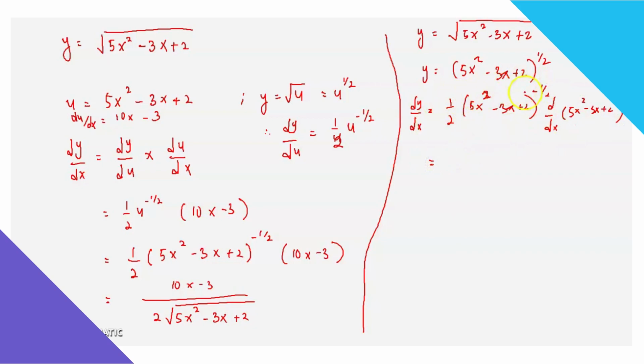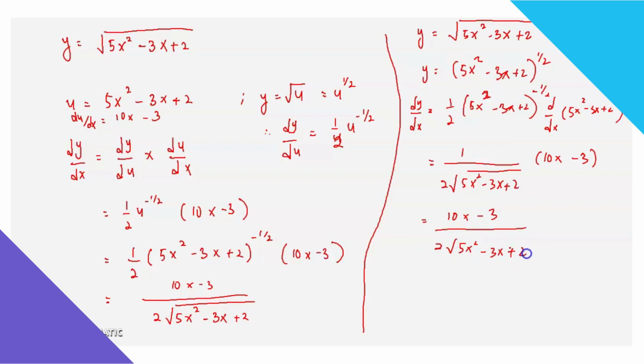So the function at the front, we just copy and paste. So we have 1 over 2 square root of 5x squared minus 3x plus 2. Okay, the derivative of 5x squared minus 3x plus 2, I have 10x minus 3. So I make up my final answer: 10x minus 3 over 2 square root of 5x squared minus 3x plus 2. Okay, so now you can realize that the final answer is the same, whether you use the chain rule or the power rule.